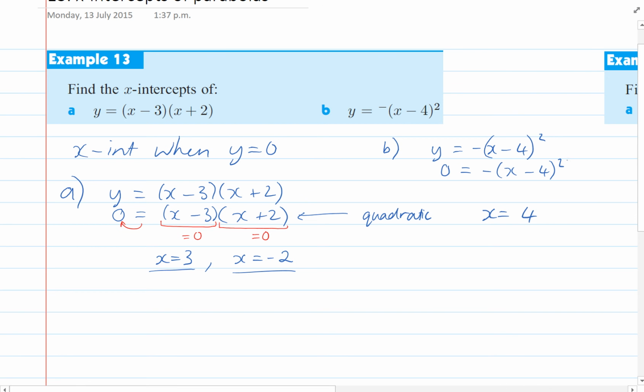And because we've just got squared brackets, we're only going to get one answer here. So that means that this graph would come down and just touch the x-axis once, not twice. And that would be our only x-intercept.